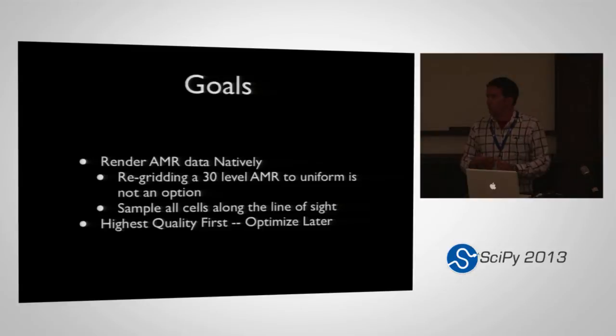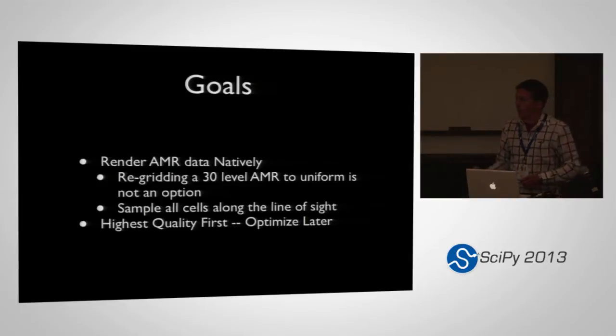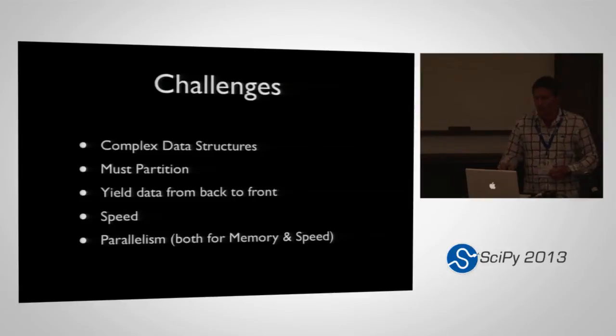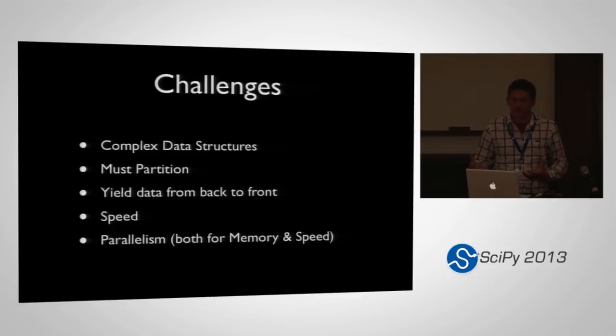So we really want to sample along every cell along that line of sight and do it the best that we possibly can and get the highest quality image that we can. And then later, we'll worry about performance issues. And so this provided a lot of challenges to us because we had all these complex data structures. We have to partition the data in memory across many nodes of a supercomputer if it's large data.